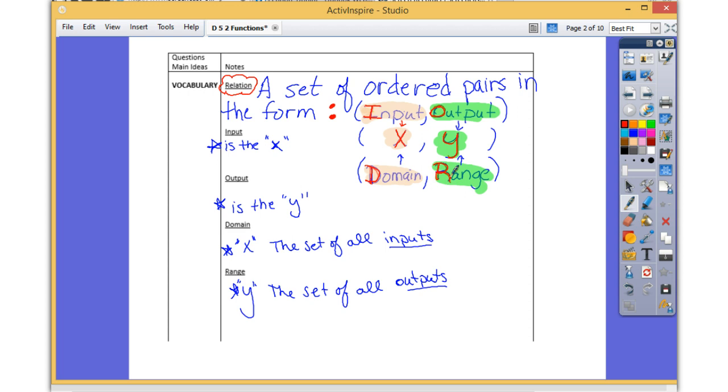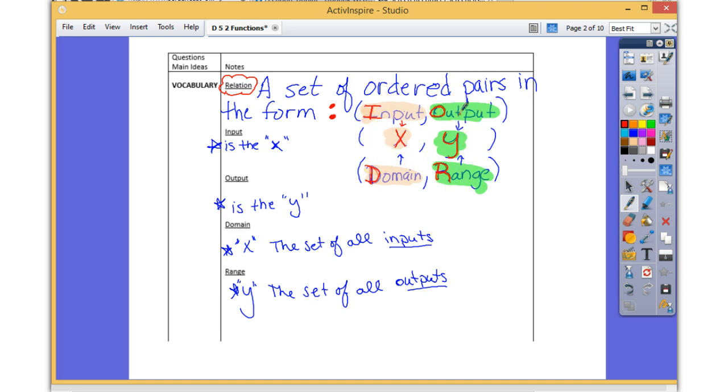So your X coordinate, that is your input, also known as your domain. Your output is the same as your Y coordinate, which is known as your range. So these three mean the same, these three mean the same.